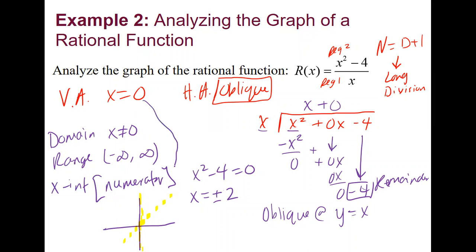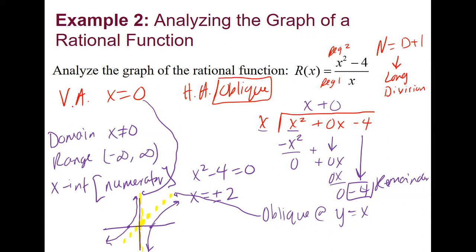So I drew in my vertical asymptote and I drew in my oblique asymptote. My x-intercepts are here and here. And now that I know what they are, I just follow the curve. And there's what you should have had. I was like, this didn't feel right. And there we go. There's our graph, completely analyzed.